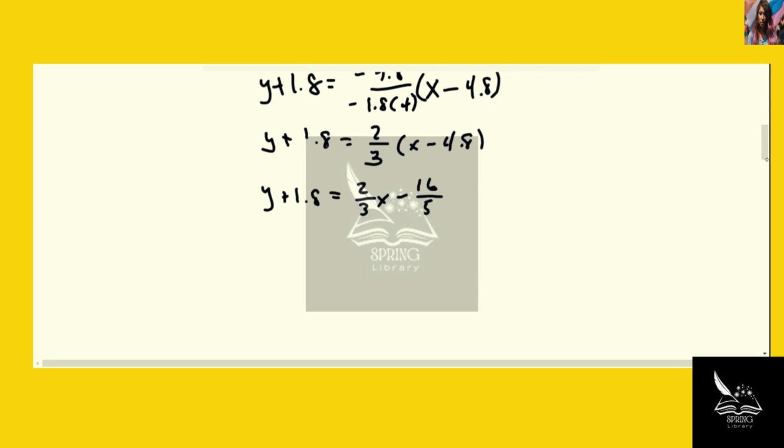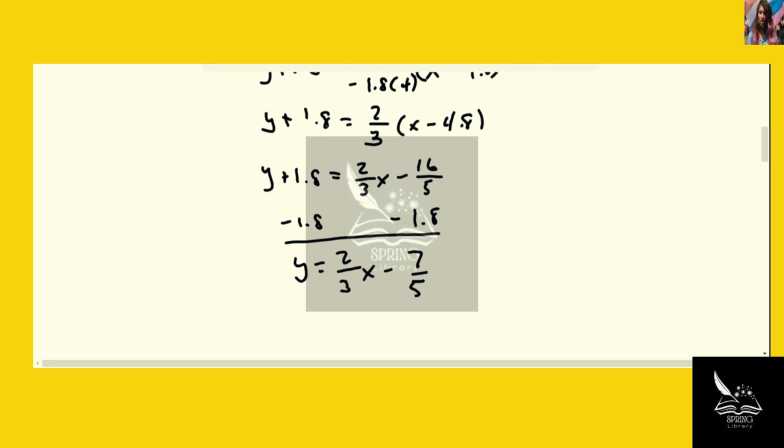And then we'll subtract 1.8 from both sides. And we get y equals 2/3 x minus 16/5 minus 1.8, turn that into a fraction. Right, check that. I put the wrong sign in my calculator. Negative 16/5 minus 1.8 is negative 5.